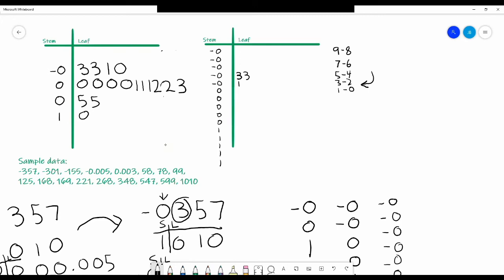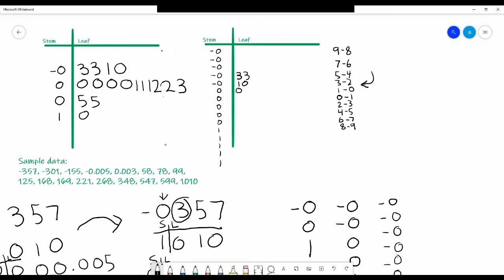-0.005, we know that it's going to be a leaf value of 0, and that would also go in our last bracket. Next up, we have 0.003. Since we're back in positives, we're going in ascending order now. 0 to 1, 2 to 3, 4 to 5, 6 to 7, and 8 to 9 are the brackets for our zeros. So 0.003 is going to be a 0 in the first bracket.